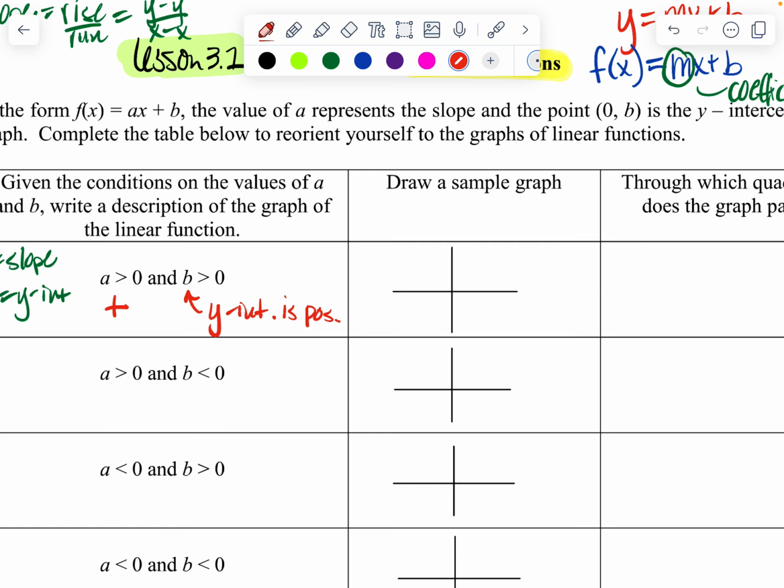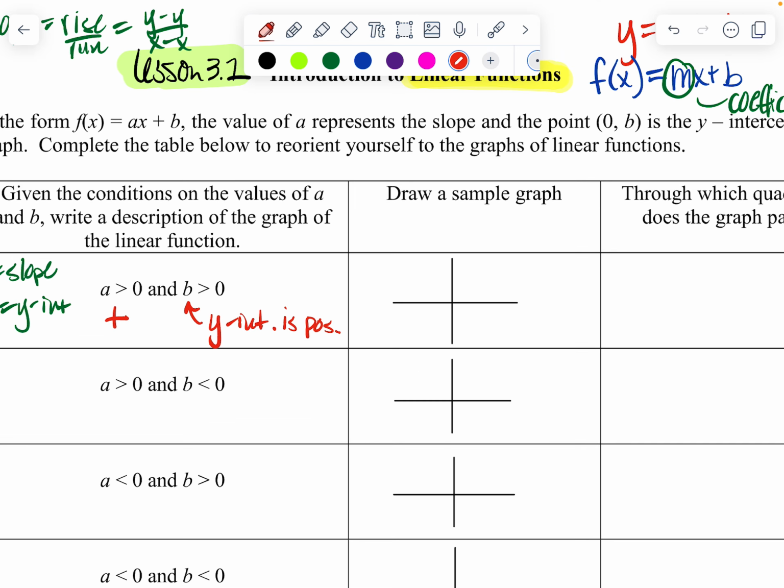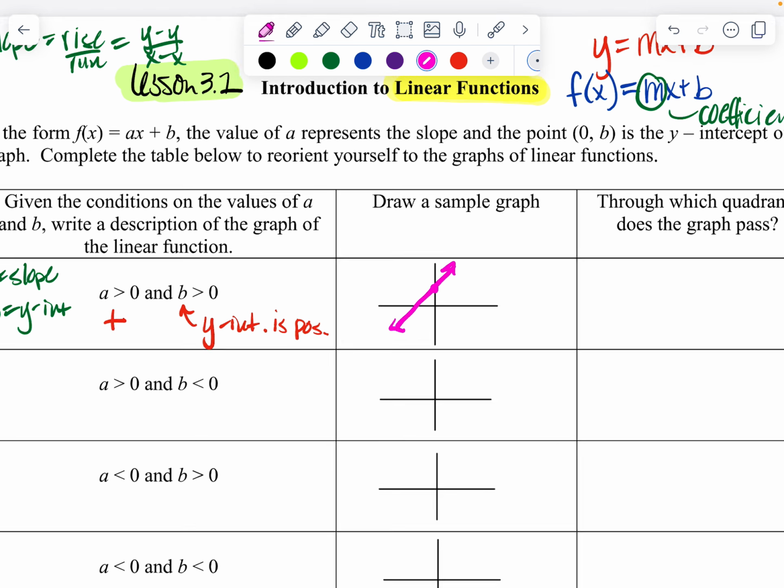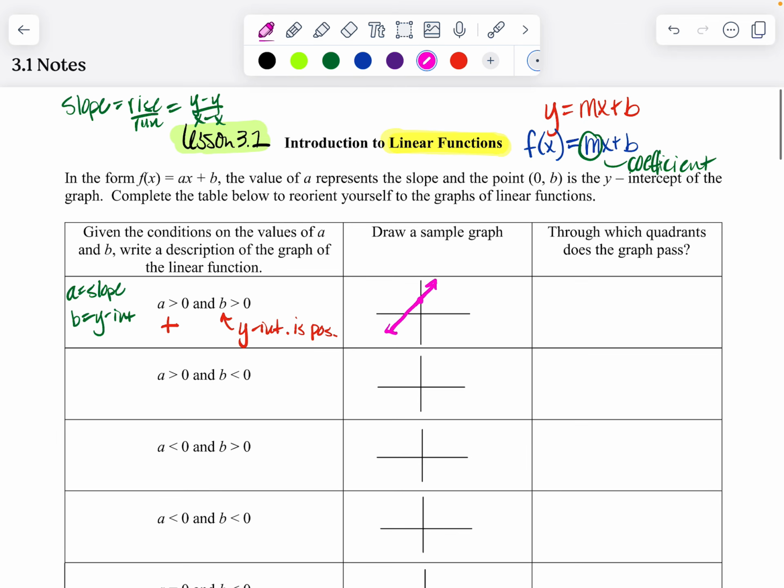All right, so if we're going to draw a sample graph, we've got to draw a line that crosses the y-axis at a positive value. So it's going to have to cross up here somewhere where the y-intercept can be positive, and it's got a positive slope. And a positive slope means that the line is heading up as it goes to the right. So I've got a positive y-intercept and a positive slope on my line. So that's a possible graph of what this line could look like, any line that has a positive slope and a positive y-intercept.